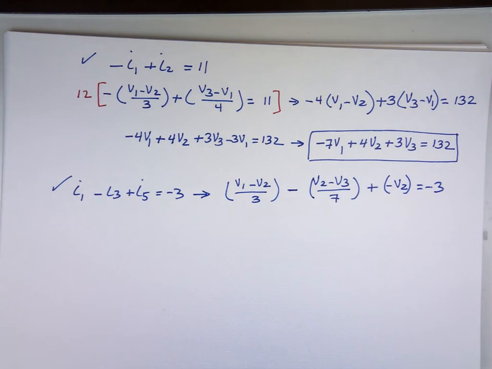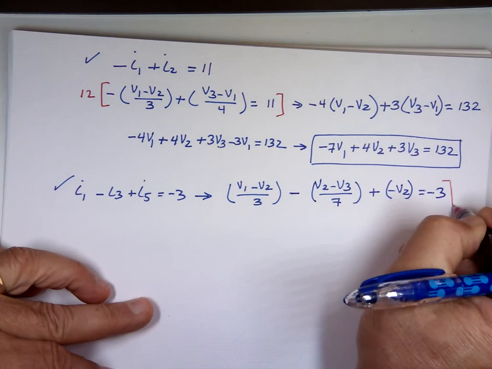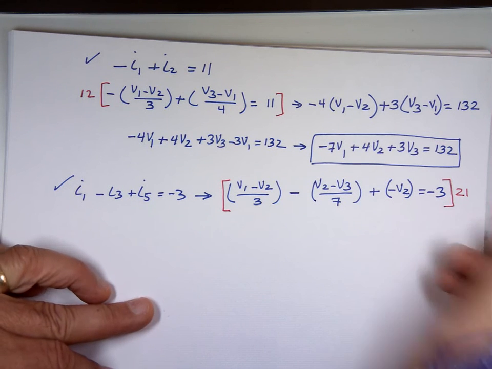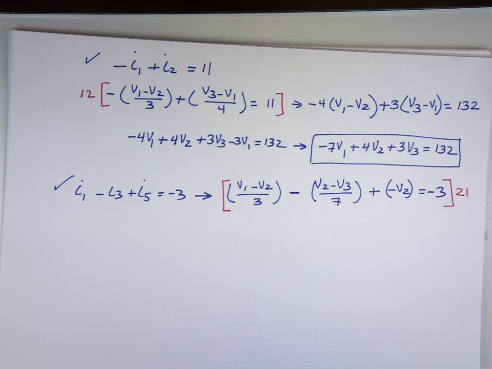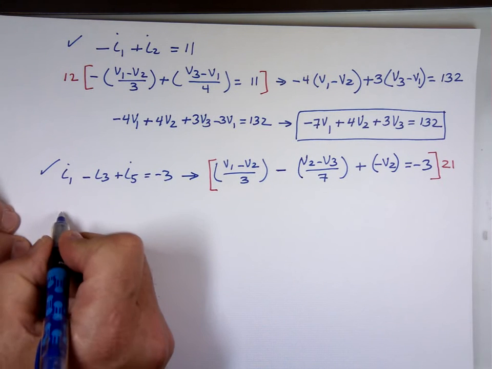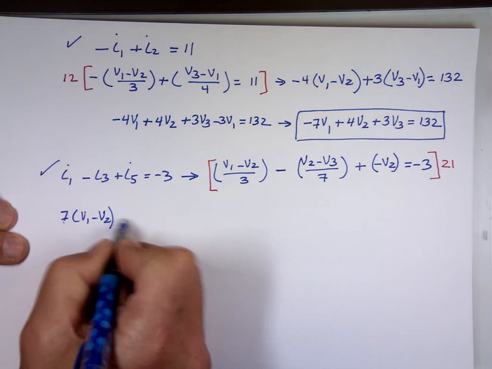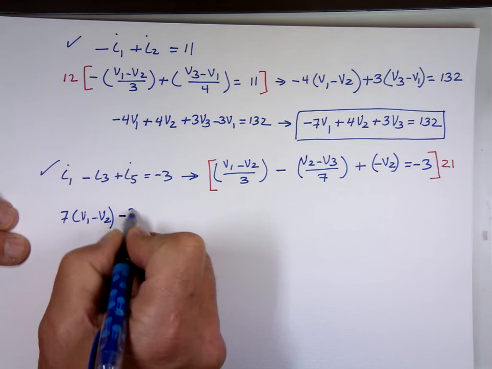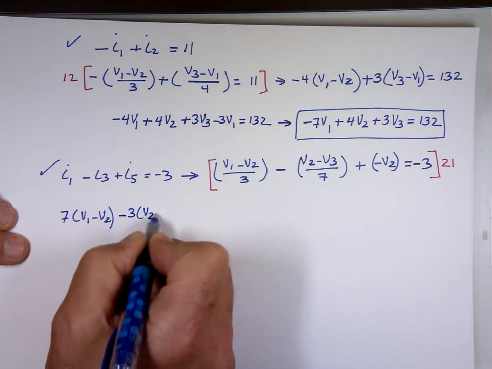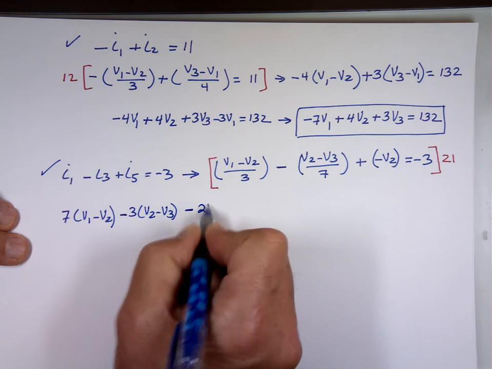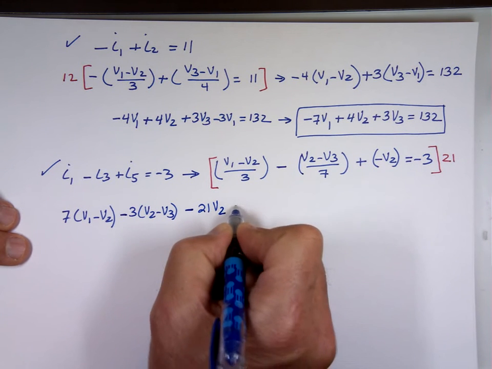And again, my LCD for this will be, it looks like 21. If you multiply that by 21, you will have 7 times V1 minus V2 minus 3 times V2 minus V3 minus 21 V2 equals negative what, 63?